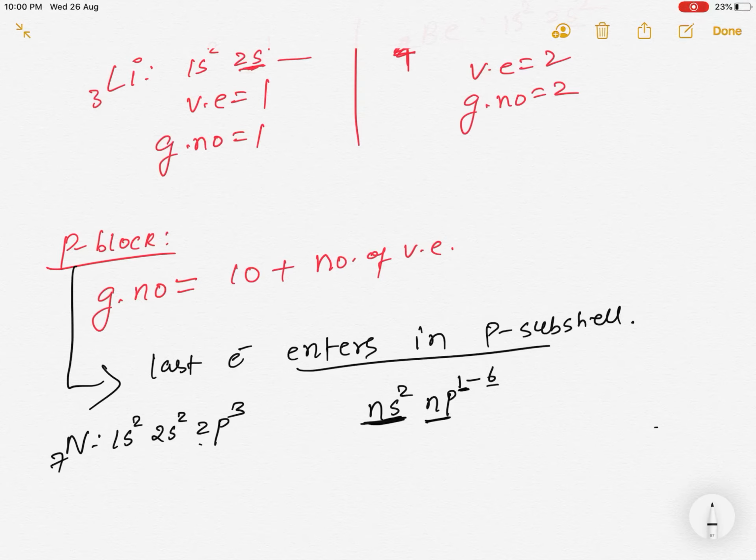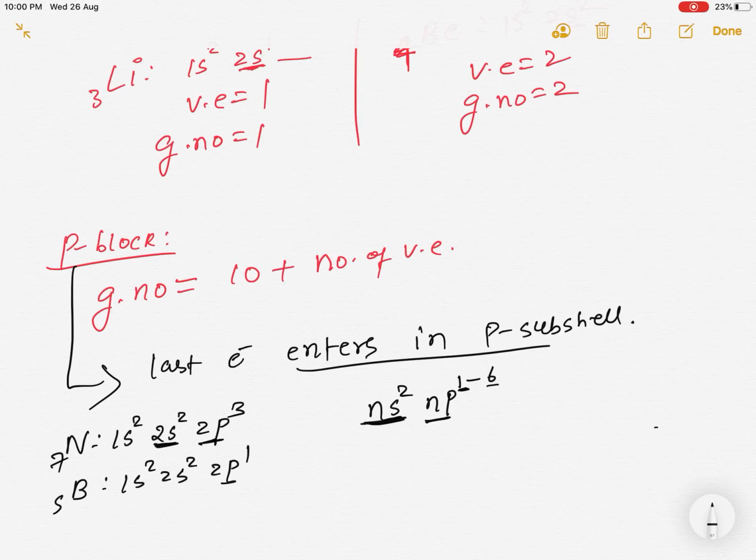It's a p block element. But before p, did you fill the s subshell? Yes, we fill the s subshell, and then only move to the p. Let's take another example. Let's take boron, atomic number 5: 1s2, 2s2, 2p1. This is a p block element because the last electron is in the p subshell.